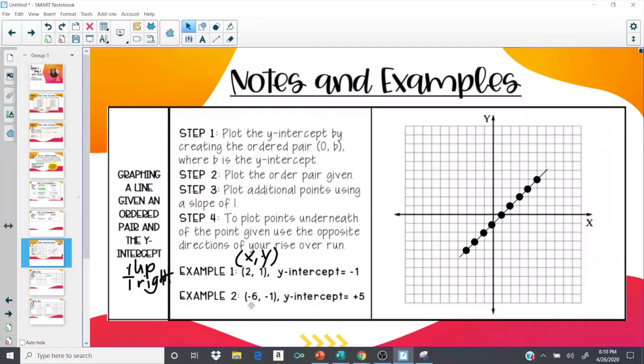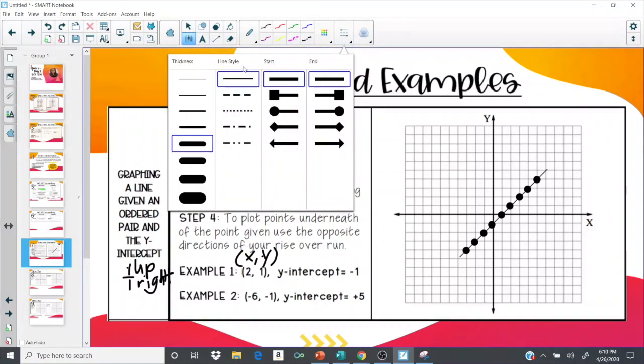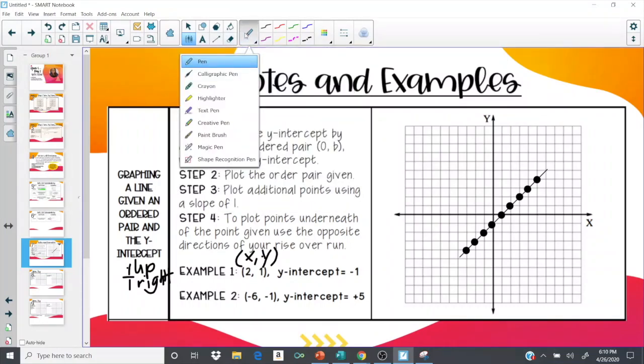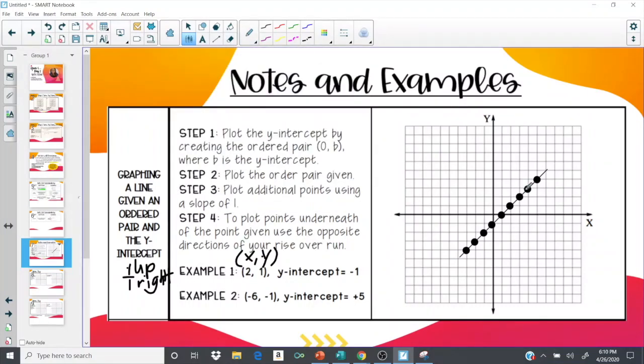So example number 2, they give you the point (-6, -1), and the y-intercept of +5. So again, we're going to graph our y-intercept first. So go to the origin, then find +5 on the y-axis. That will be 5 units up. 1, 2, 3, 4, 5. All right, plot your point.